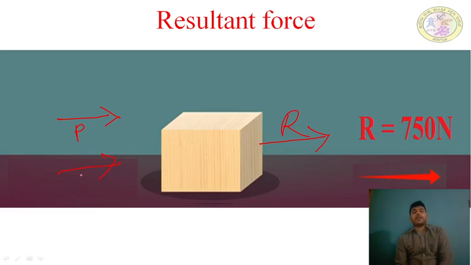So we came to know that for two parallel forces acting on the block in the same direction, the resultant will be P plus Q. P plus Q is equal to the resultant. And to know the direction in which the block is moving, or the direction of the resultant, since both the forces have the same direction, the resultant will also be in the same direction.